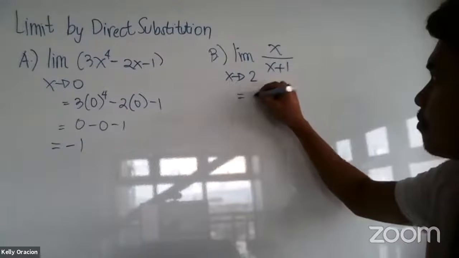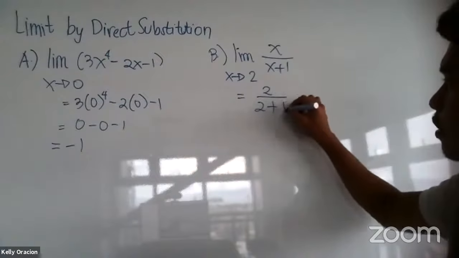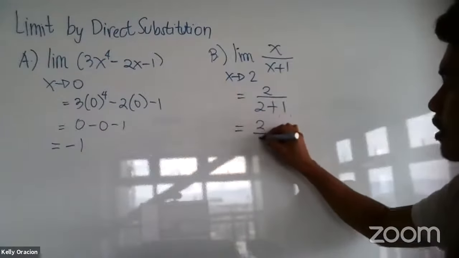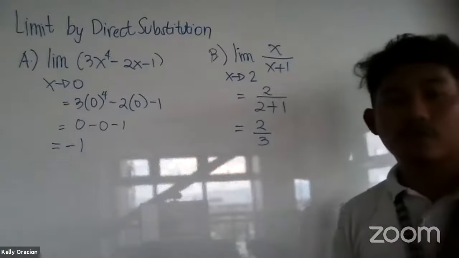So let's start. X is 2. 2 plus 1. So that means the value of the limit is 2/3. So ganyan na kadali. The value of our limit is 2/3.